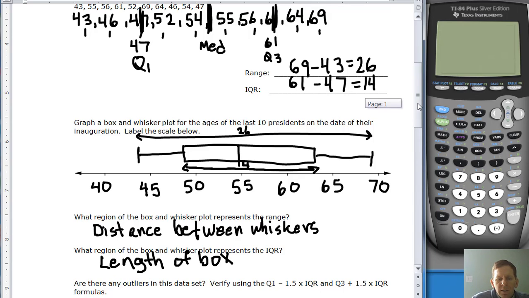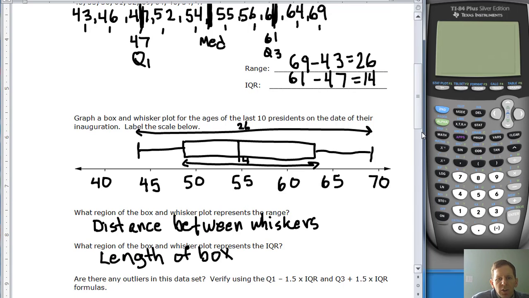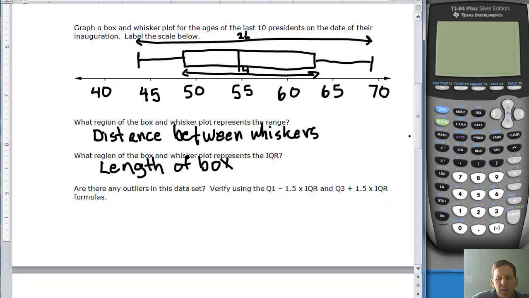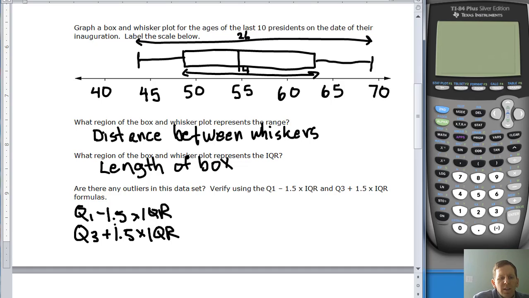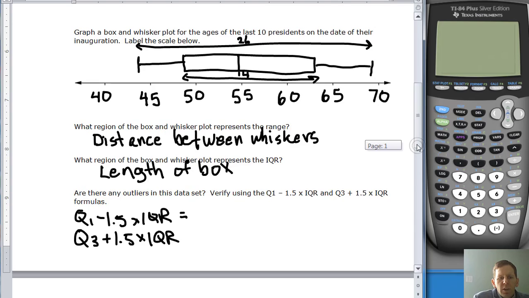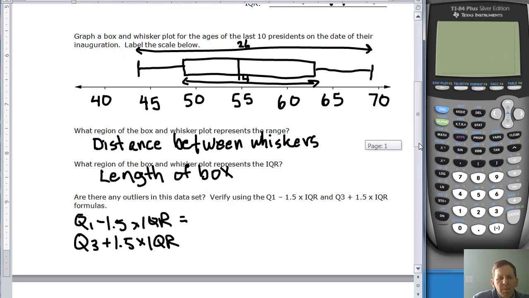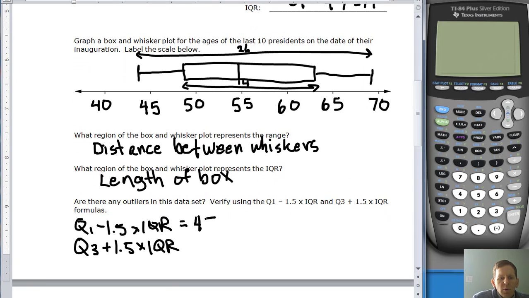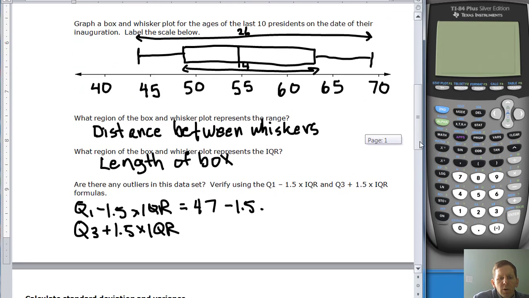The final question asks if there are any outliers in our presidential age data. We're going to use our outliers test that we talked about yesterday. Q1 minus 1.5 times the IQR, Q3 plus 1.5 times the IQR. We're going to calculate these values, and any numbers that are outside of the region that's bounded by these values is going to be an outlier. We've already addressed what Q1 is. Q1 is equal to 47. So we're going to take 47 minus 1.5 times the IQR, which we said was 14.